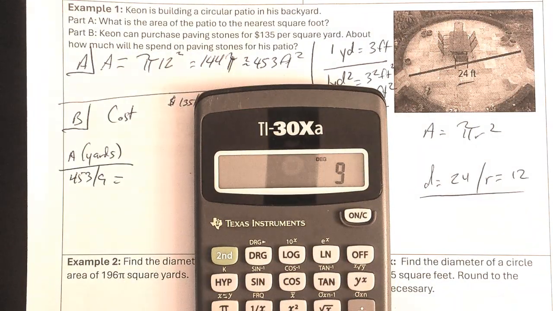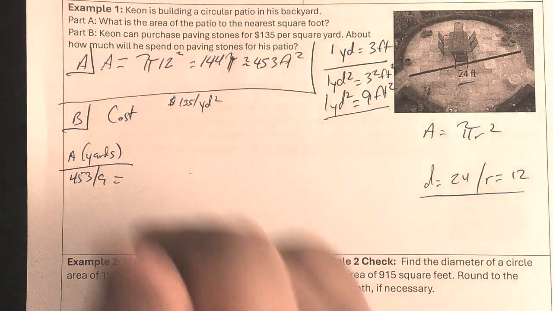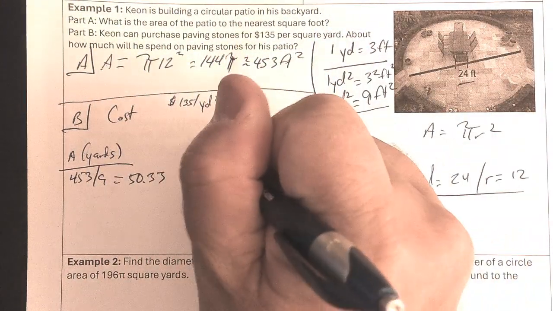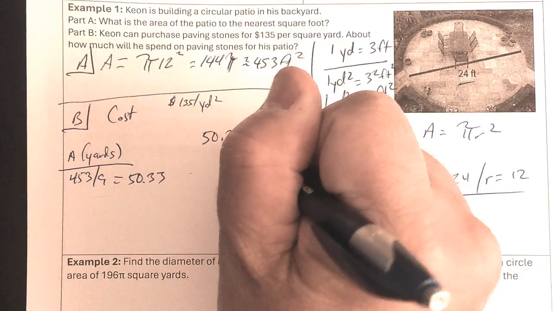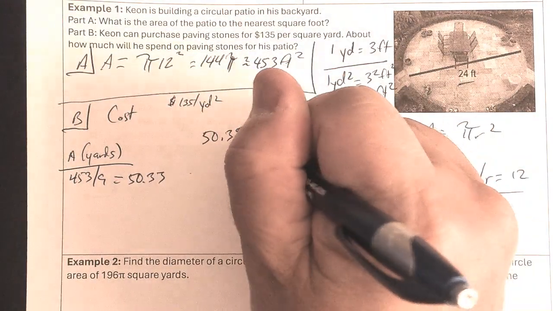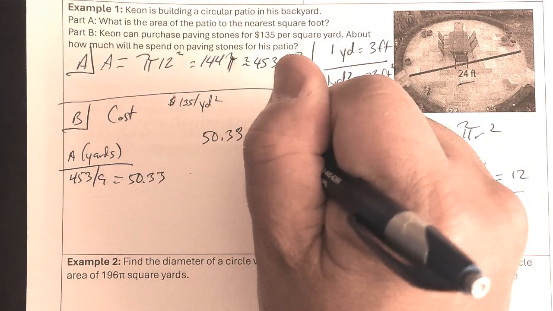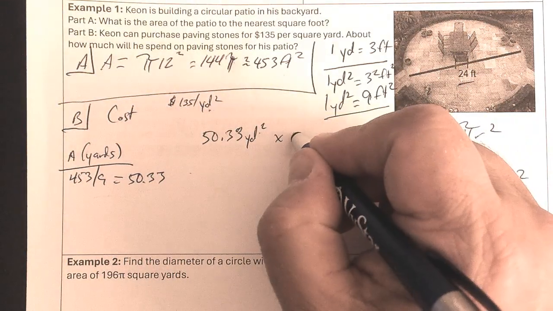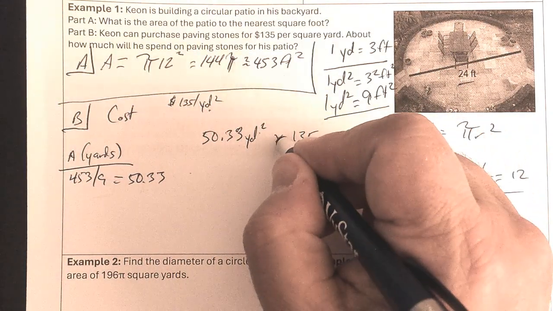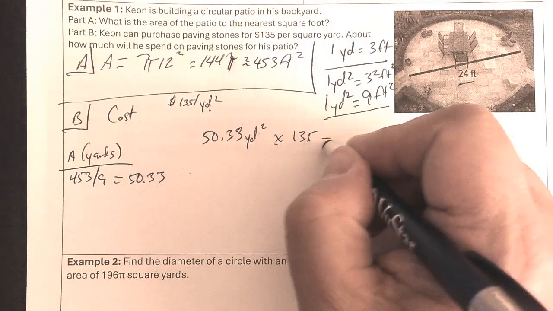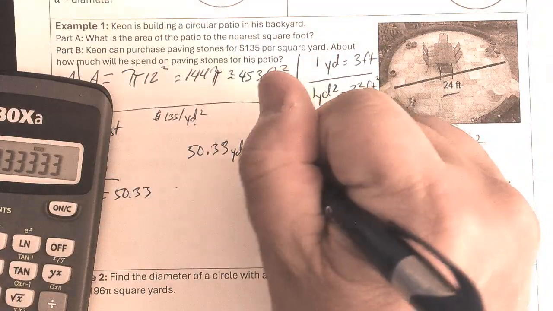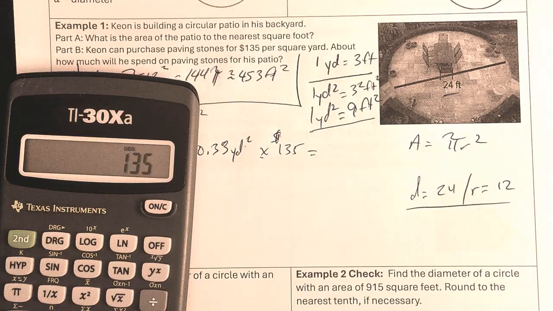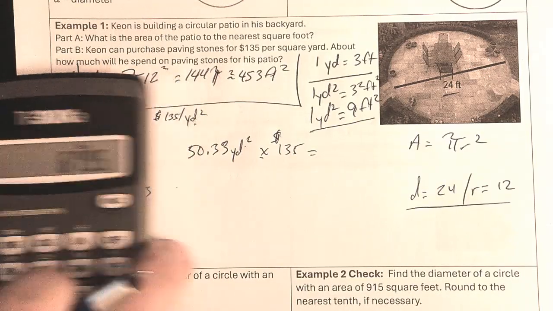453 divided by 9 is 50.33. All right, so your cost is going to be 50.33 yards squared times the price per yard, which is $135. I know we use X, but this is multiplying by 100. So 50.33 times $135 is $67.95.